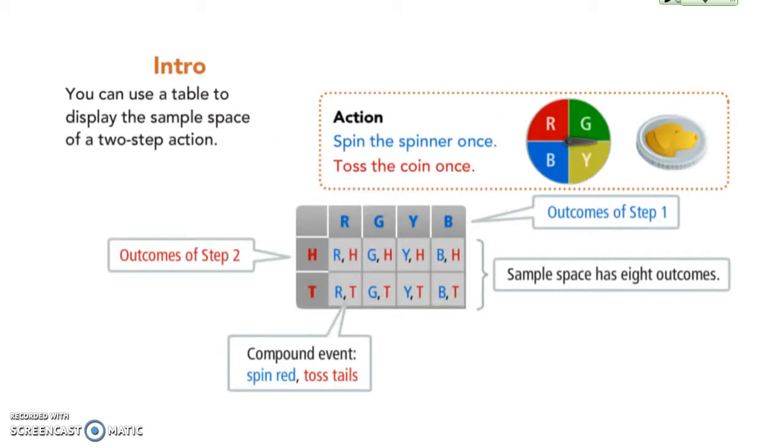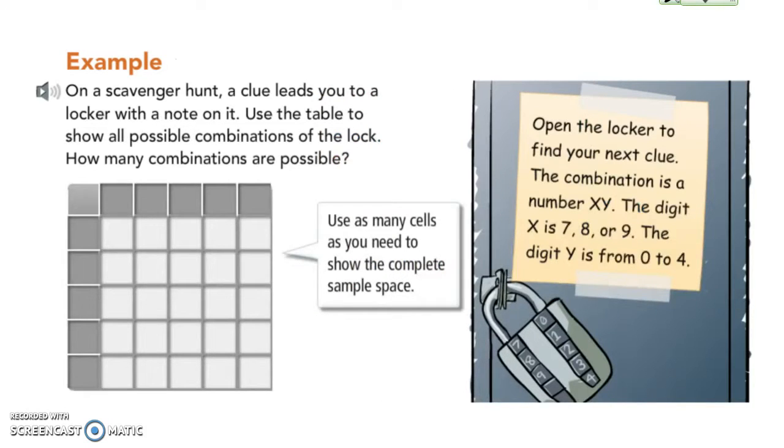Okay, next, a table. You can use a table to display the sample space of a 2-step action. Again, you're doing step 1 of the action up here, all the possible outcomes, step 2 of the action down here, and then you do all the combinations together. So we're about to do a table together. You need to do this in your notes. We'll just do one.